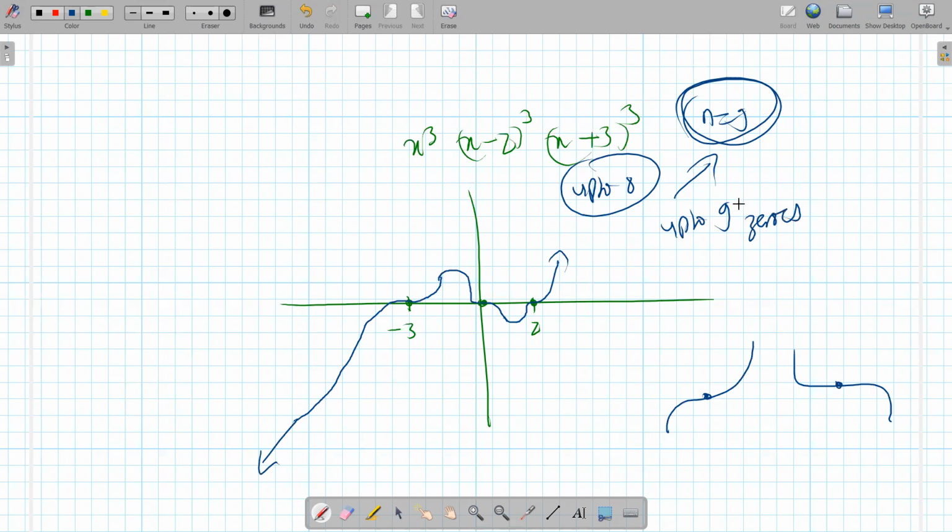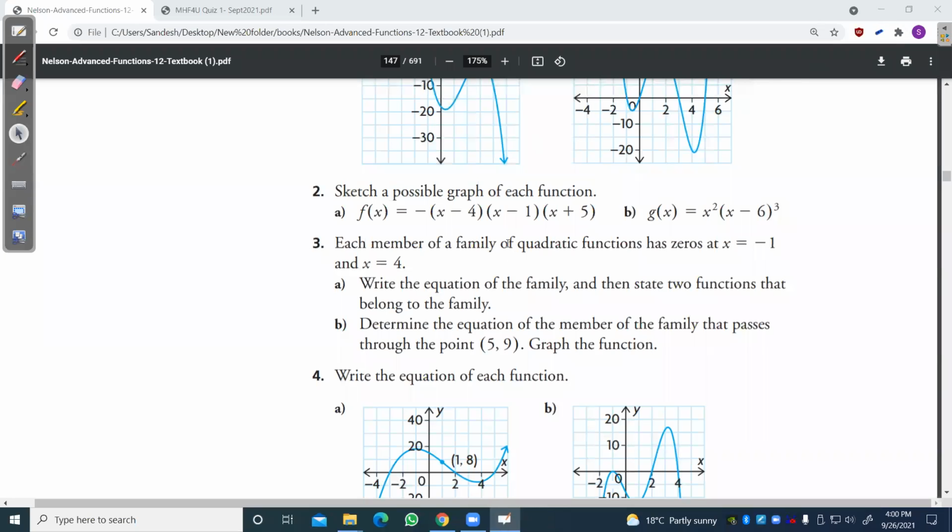Makes sense. But this one only has 3 zeros, though. Well, there are 3, but all of them are repeated 3 times, like 0, 0, 0. If you were to use the formulas, you'd get x is 0, 0, 0, which just means it's a repeated root. There are 3 unique roots, but 9 in total. Makes sense. All right, I think that's it for this one.